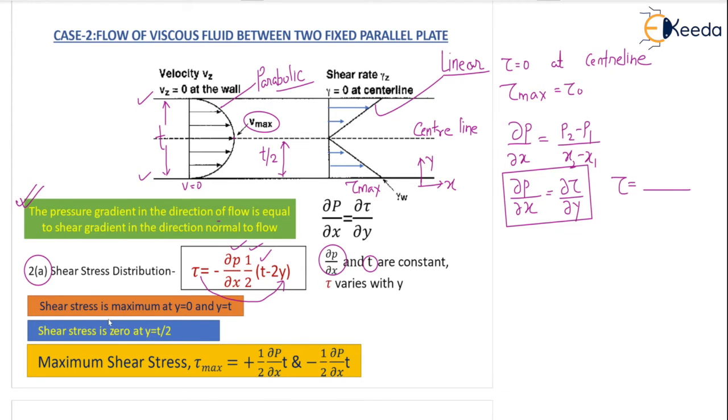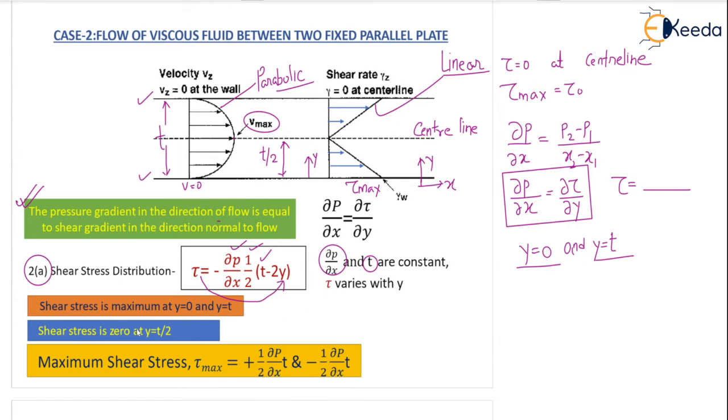Now, where is shear stress maximum? Shear stress is maximum at y equal to 0, at the wall, correct? I told you that y is always measured from the wall, and if it is a circular pipe, r is always measured from the center line. So shear stress is maximum at y equal to 0. If you take the bottom plate as reference, you can write y equal to 0 and y equal to t also, the other end of the plate. At these locations we have the maximum shear stress.